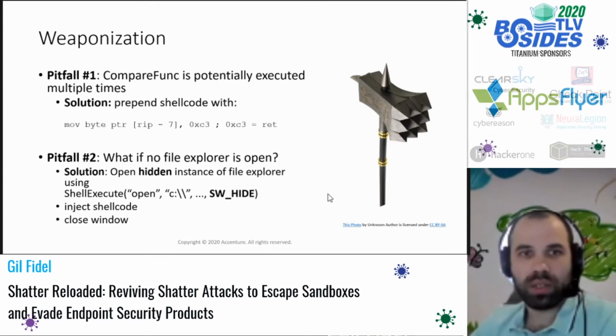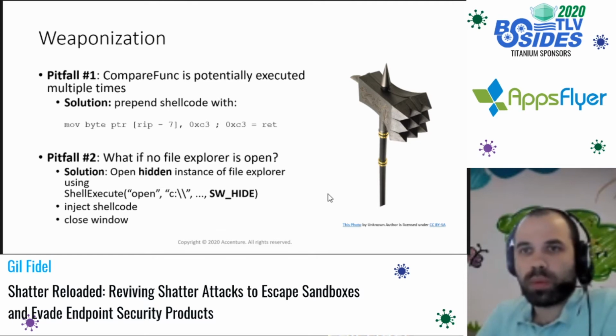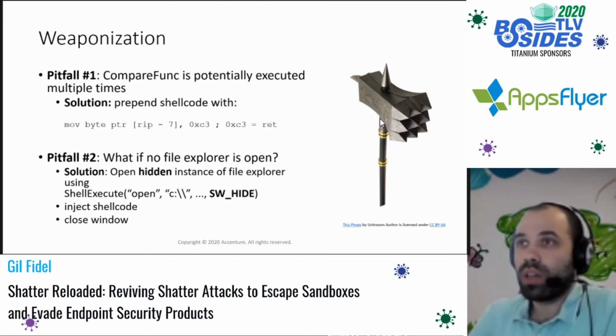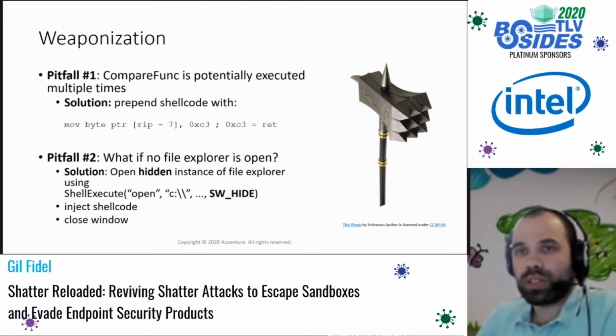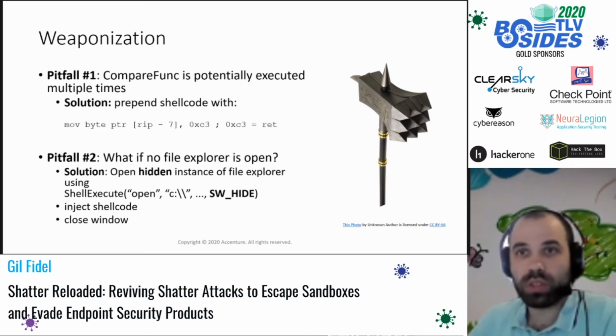Now, there are two small pitfalls that we need to overcome to actually weaponize it and be able to use it robustly. The first one is that the compare function, which compares pairs of elements in the tree view while sorting, can be called multiple times, which is probably not something we really want. We don't really want our shellcode to run multiple times.